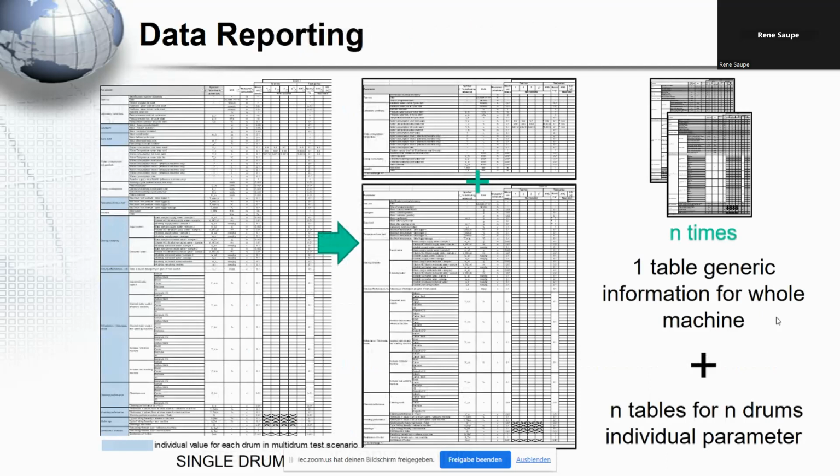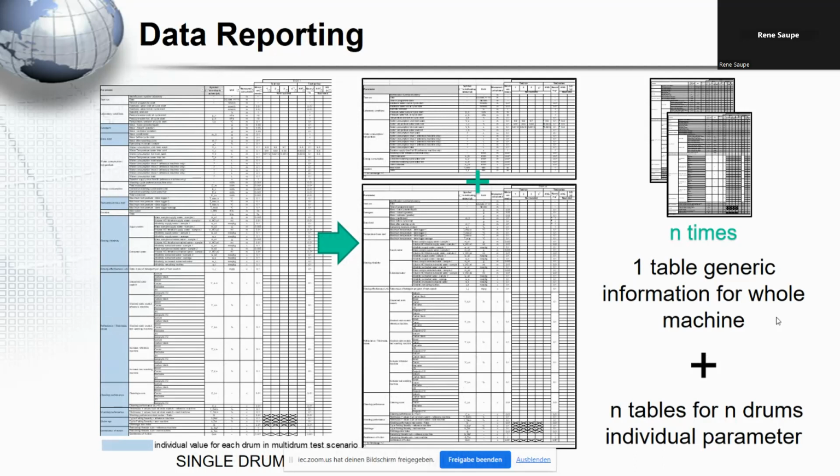Last thing after we got all the measurements is the data reporting. And here on this slide, you can see on the left side the template from the IEC standard for the single drum machine. And you can see there's quite plenty of data which are unique for the machine, but not unique for the drum within the machine.